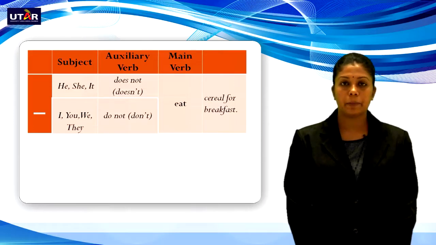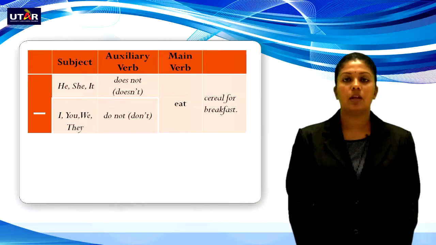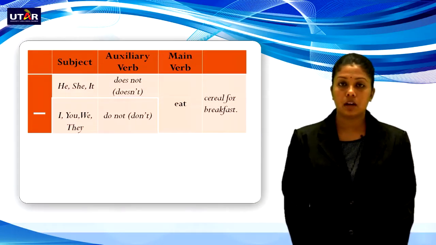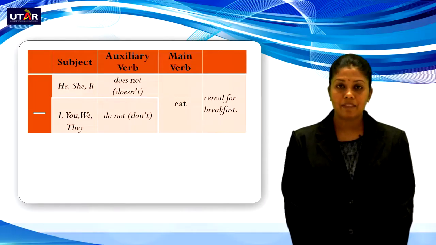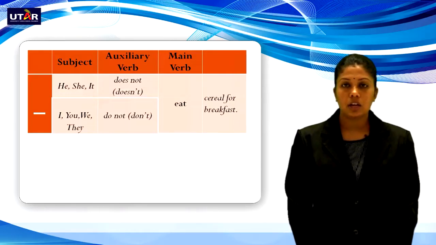For plural subjects, I, you, we and they, we use do not. Again, when we use the auxiliary verb do not, the main verb should be in base form. So I, you, we and they do not eat cereal for breakfast.